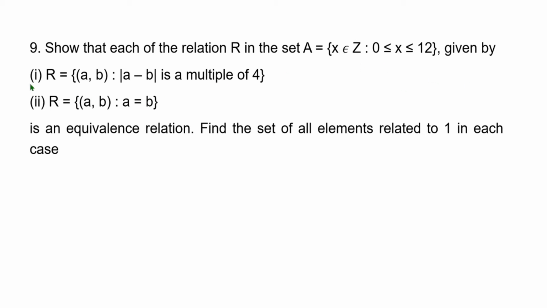The first one: R is equal to the set of all ordered pairs (a, b) such that |a − b| is a multiple of 4. The second subdivision: R is equal to the set of all (a, b) such that a = b. Show that each is an equivalence relation. Find the set of all elements related to 1 in each case.